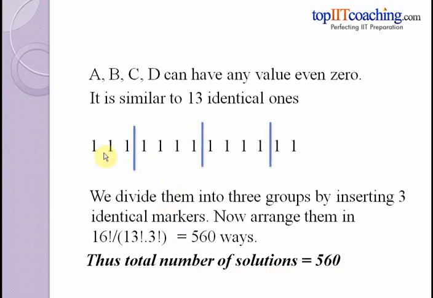Once again, we have divided these 13 identical ones into 4 parts by inserting 3 identical markers, and then they have been arranged in 16 factorial divided by 13 factorial into 3 factorial, and that is again equal to 560. So the total number of integral solutions is equal to 560.